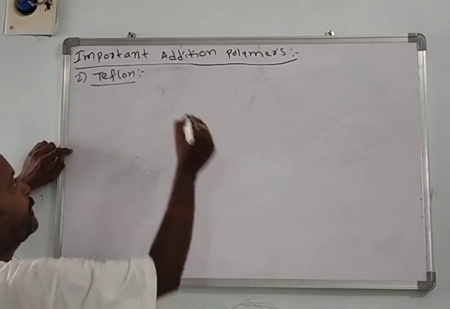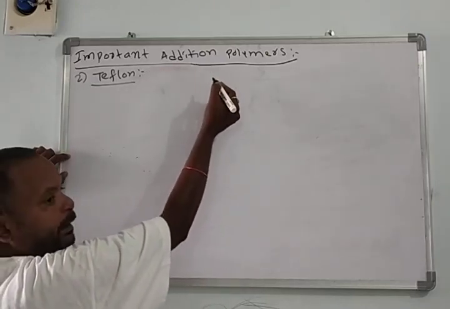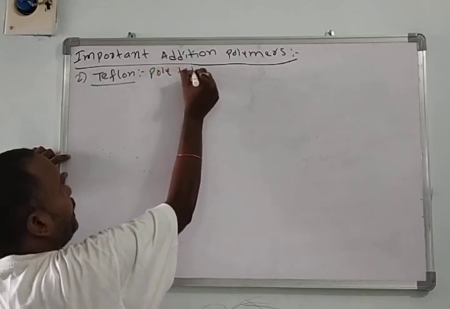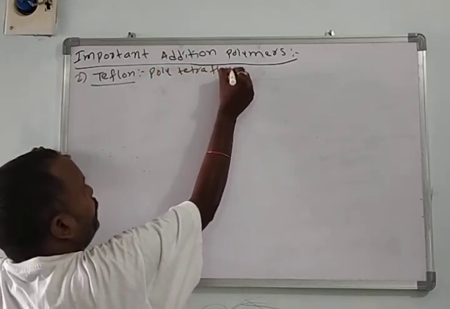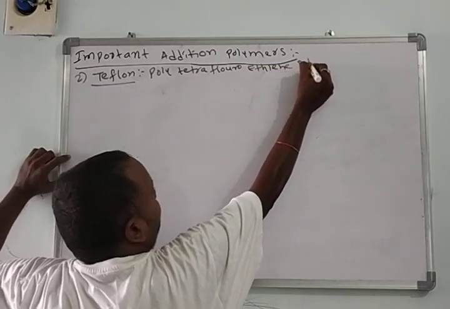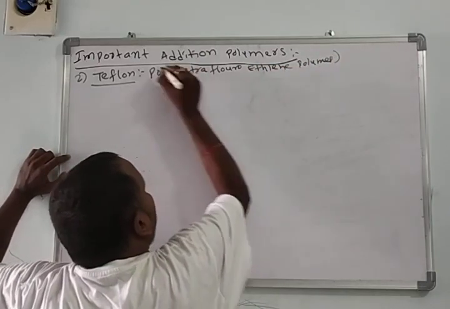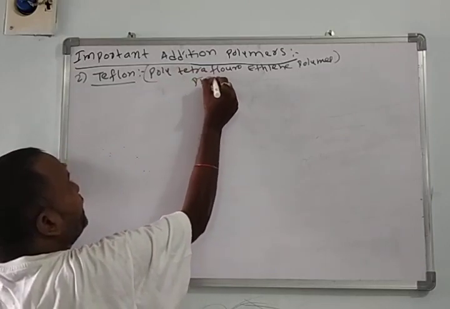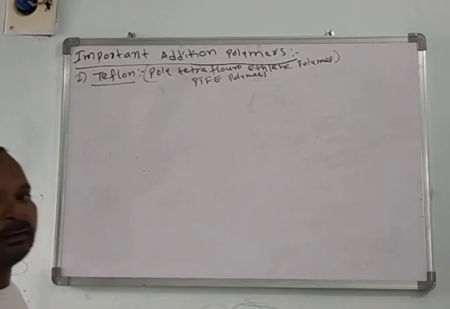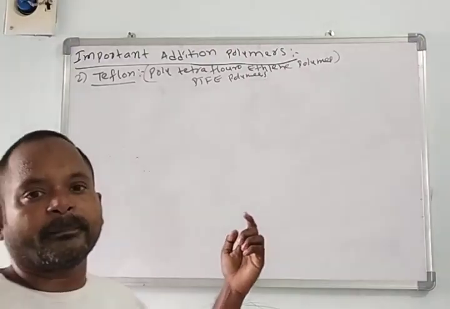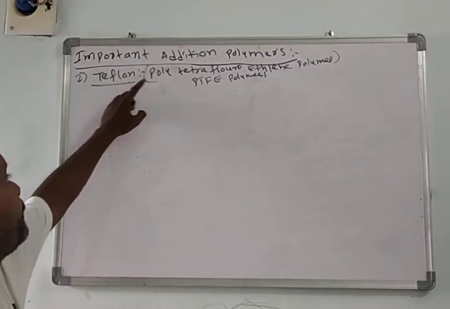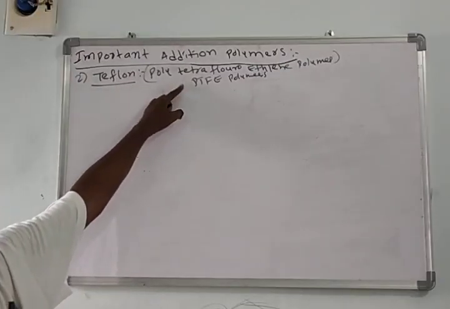What is Teflon? The common name of Teflon is polytetrafluoroethylene polymer. Teflon is also called PTFE polymer. Teflon is thermally stable. It is thermally stable due to the presence of fluorine, highly electronegative fluorine.